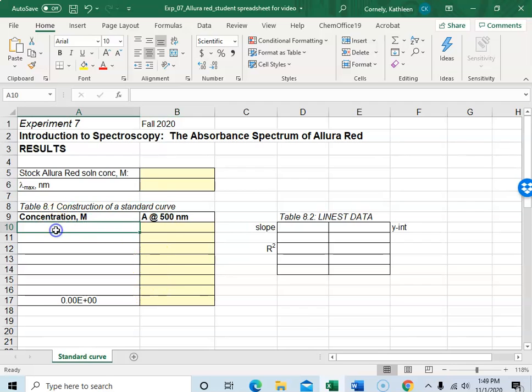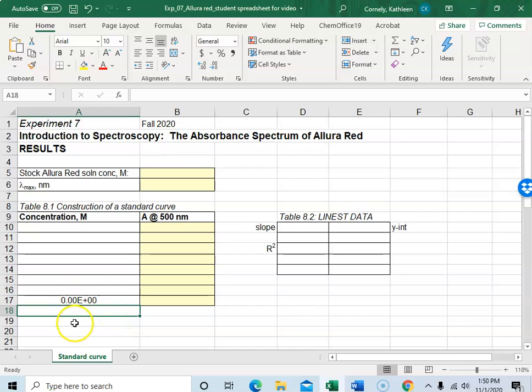So if you move down here to this table, you will need to write formulas for how you calculate the concentrations of your standards. Not everybody did this the same way. What I did here is the last standard was going to be equal to the stock concentration. I don't have anything recorded here, so that's why it says 0.